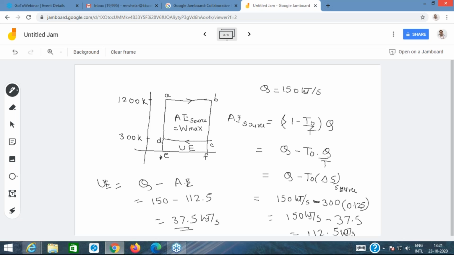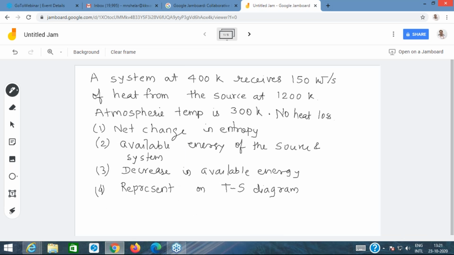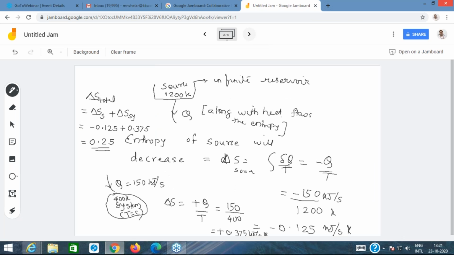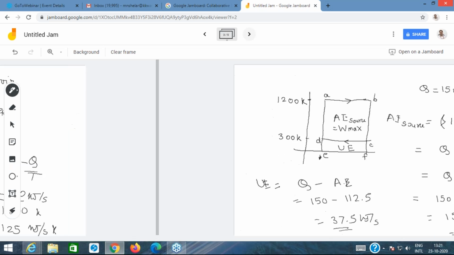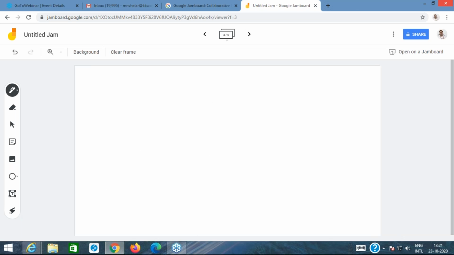Now, what was asked? It was also asked the available energy of the system. Some students have already calculated it, but I'm going a bit slow so that all the students understand. I know some students are very quick in responding, but in spite of that I am going a bit slow. So I am now calculating the available energy of the system.